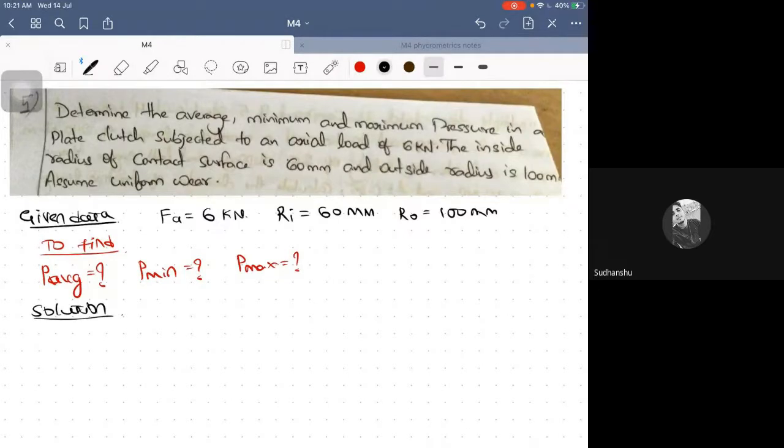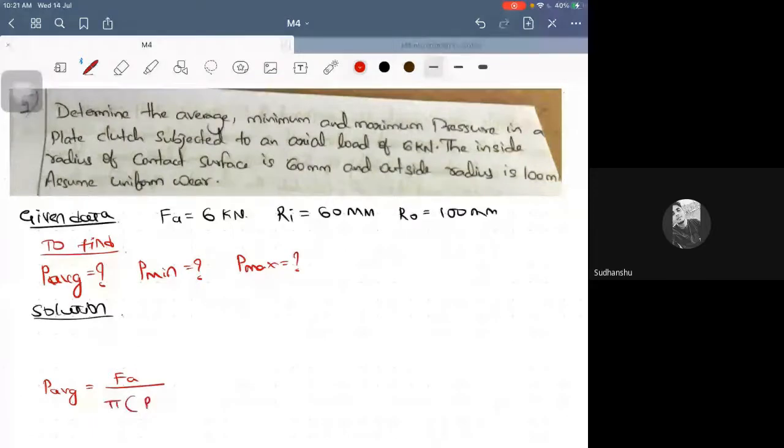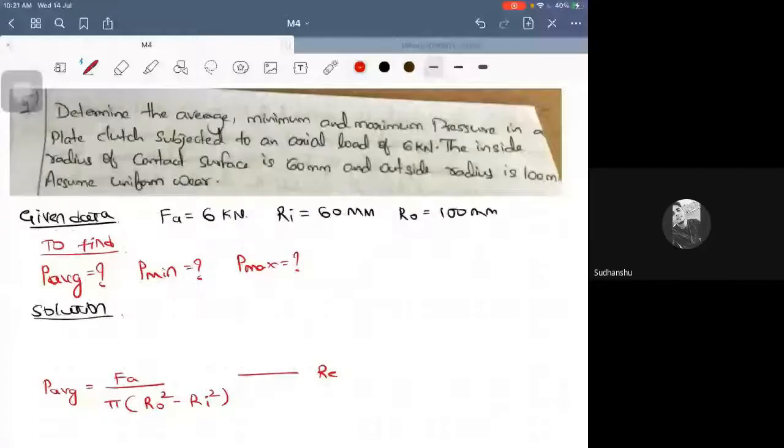Okay. So the average pressure is calculated by using a formula. P average is equal to FA divided by pi times of R naught square minus RA square. And this particular formula is not available in the data handbook. You have to remember this, and that is the reason I have written it in color. Okay, you have to remember this.